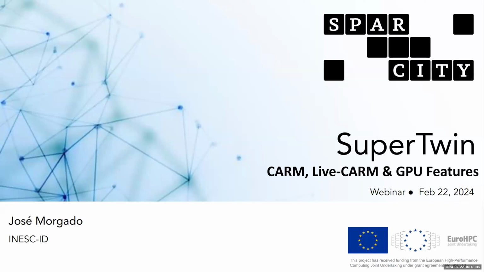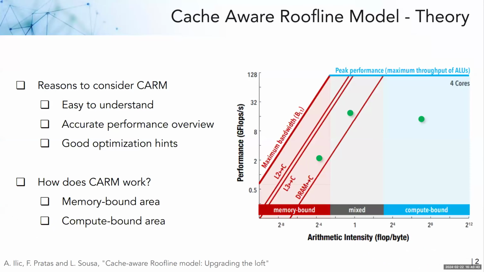Hello everyone, I'm José Morgado and I'm from INESC-ID, and today I'm going to be talking more about the CARM and GPU related features of SuperTwin. So starting off with the CARM, which is the cache-aware roofline model, a performance model that we have in SuperTwin. First, I would like to introduce it.